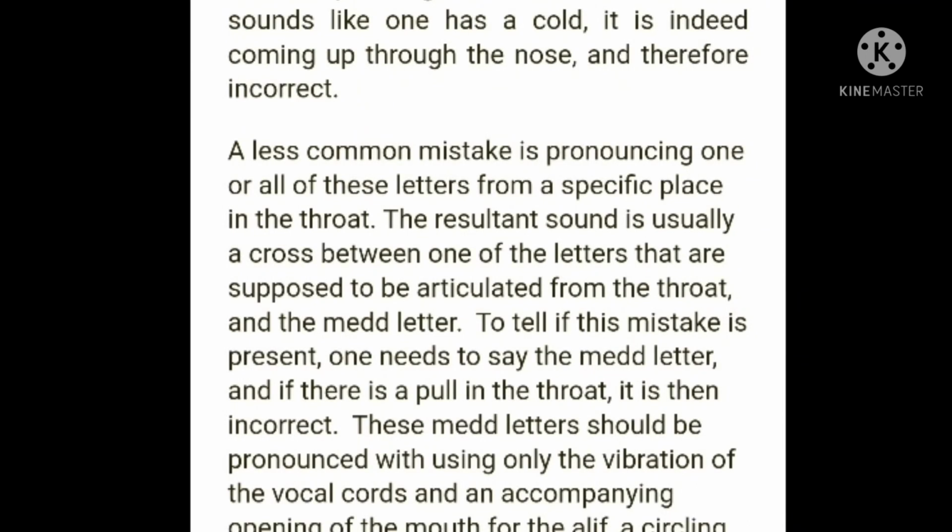A less common mistake is pronouncing one or all of these letters from a specific place in the throat. The resultant sound is usually a cross between one of the letters that are supposed to be articulated from the throat and the mad letter. To tell if this mistake is present, one needs to say the mad letter, and if there is a pull in the throat, it is then incorrect.